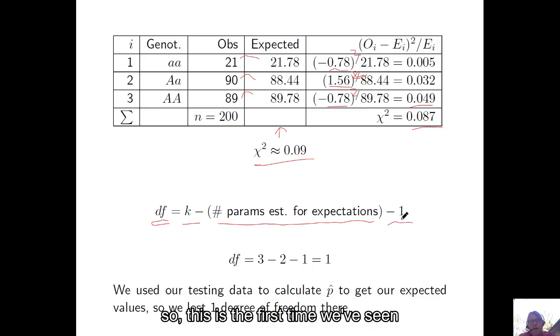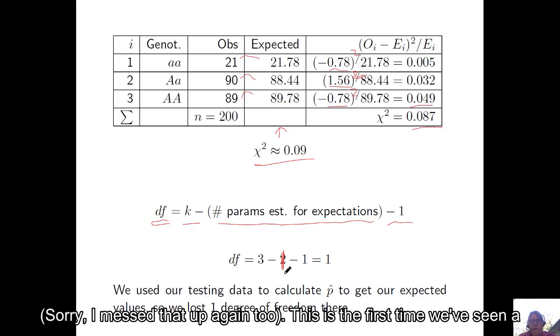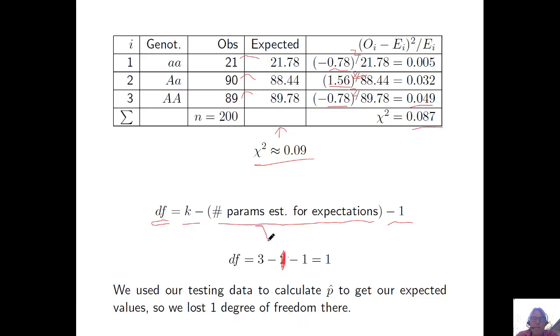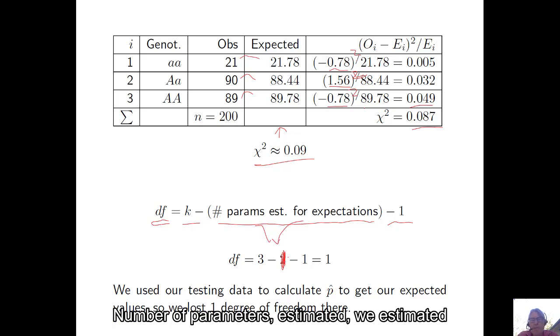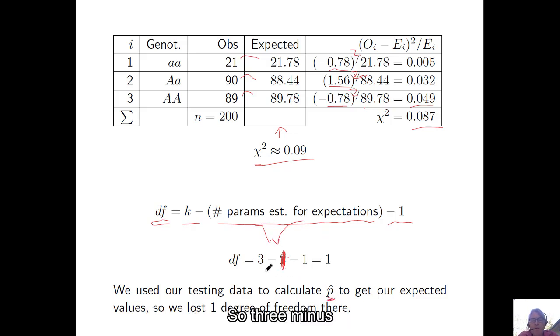And so this is the first time we've seen a non-zero number here. The number of parameters estimated: we estimated p hat. That's one parameter. So 3 minus 1 gives us a total of 1.